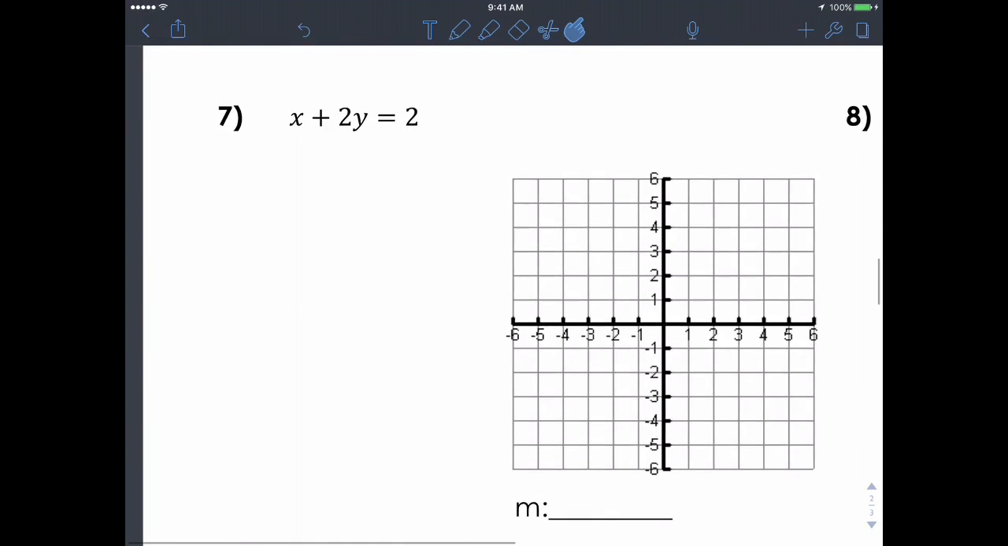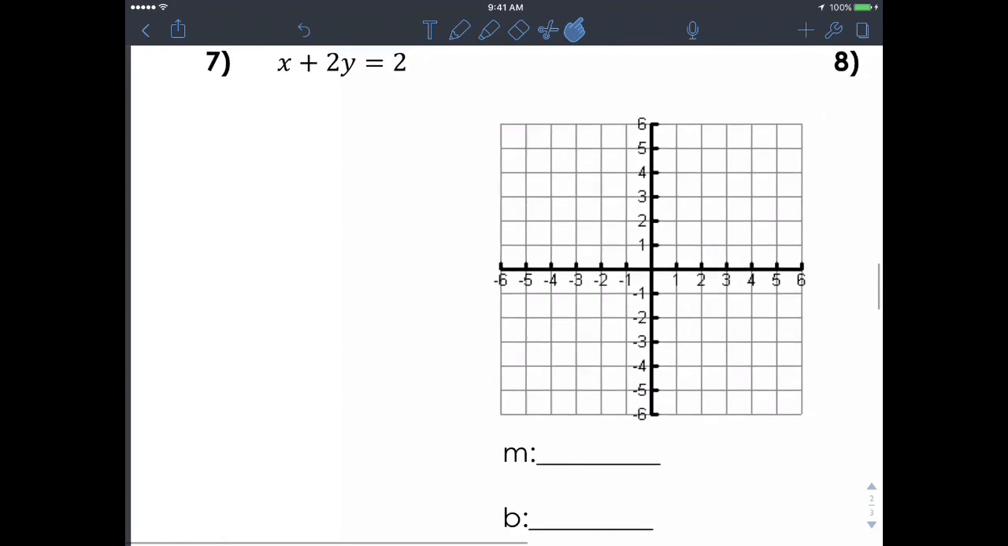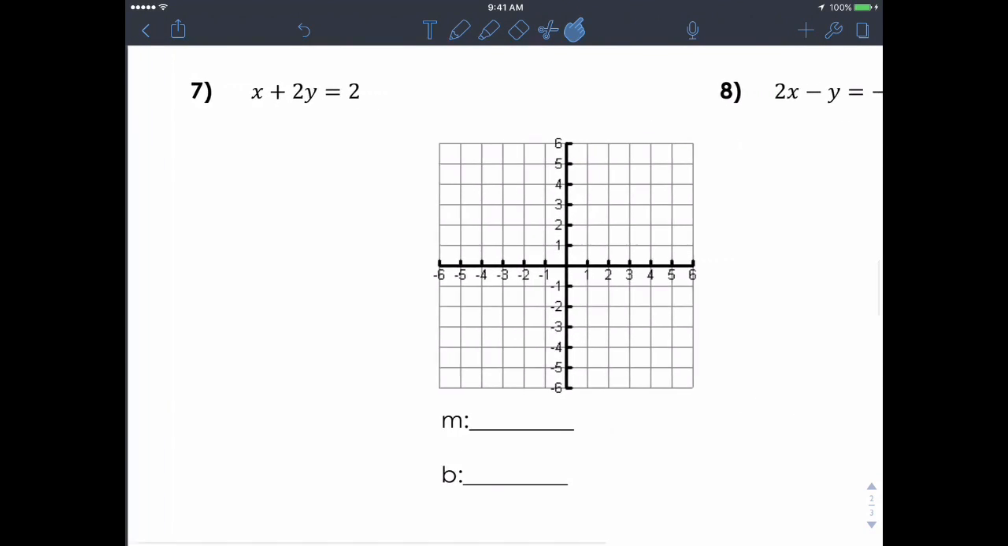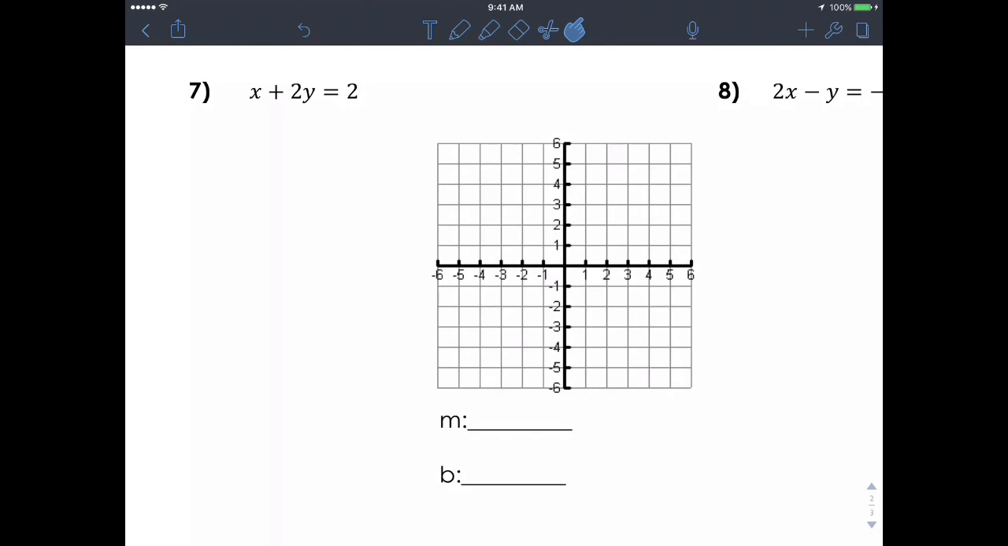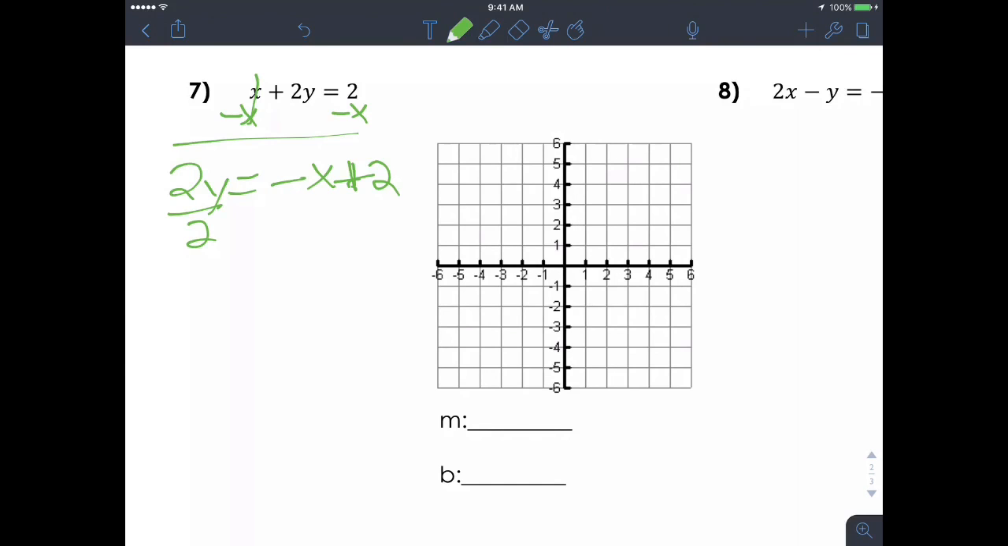Now, you cannot identify the slope and the y-intercept just by looking at it right now. So what you're going to have to do is what we did on the first page, which is solve it for y. So let's go ahead and do that right now. So to solve number 7 for y, I'm going to subtract x from both sides. That's going to get me 2y equals negative x plus 2. Now, to get y by itself, I'm going to have to divide everything by 2. That's going to cancel out these 2's. You get y equals negative 1 over 2x plus 1, because 2 divided by 2 is 1.